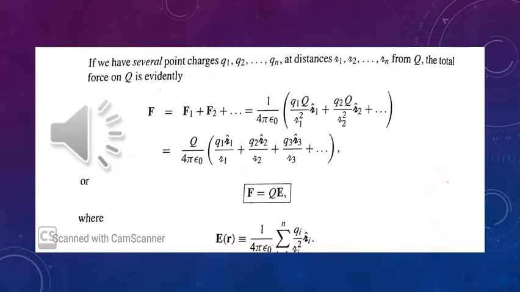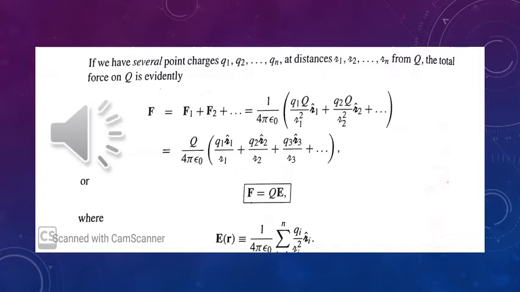So from the diagram, we have several point charges q1, q2, up to qn placed at distances r1, r2, up to rn from the test charge capital Q. So the total force on the test charge due to these point charges q1, q2, up to qn is given as F is equal to F1 plus F2 plus etc. That is, F1 will be the force acting on capital Q due to small q1. So F is equal to, we had already discussed in the last class, F is equal to 1 by 4 pi epsilon 0, q Q by r squared.